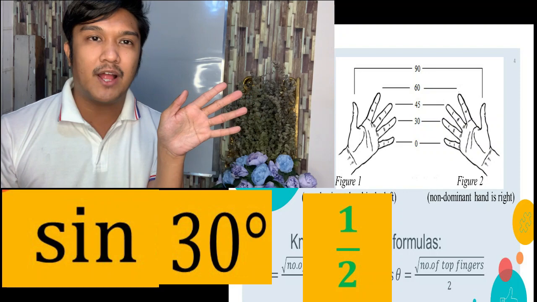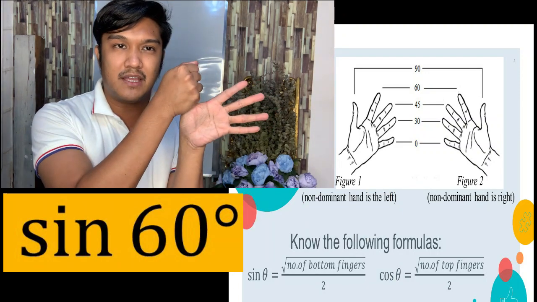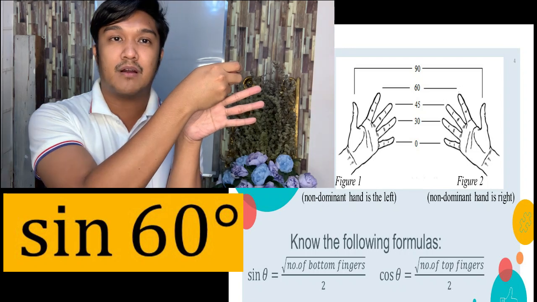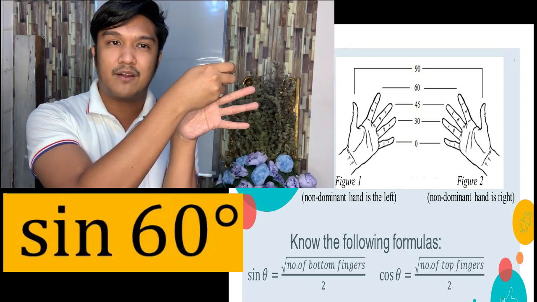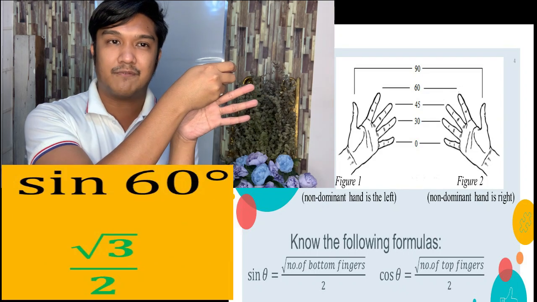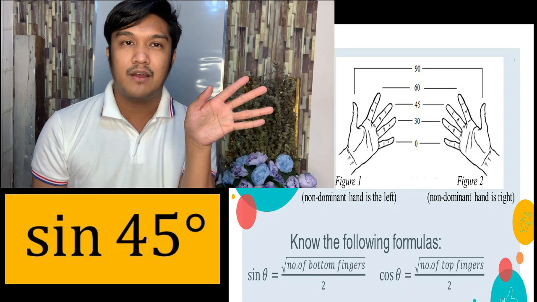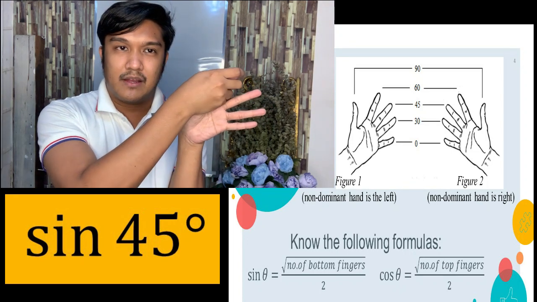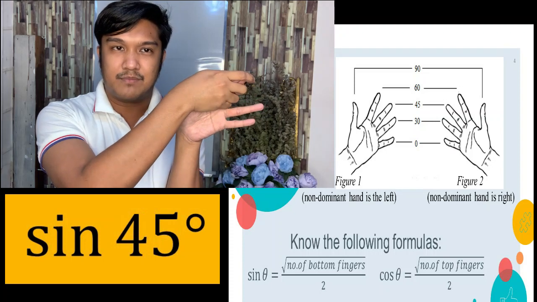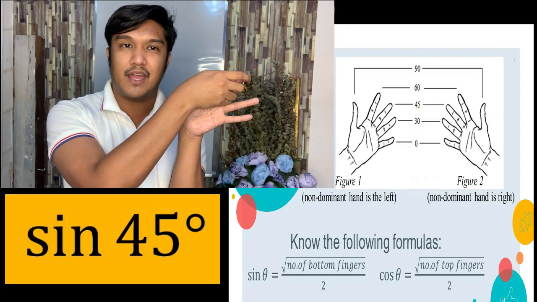How about if we want to get sine of 60 degrees? We have 90, 60. The number of remaining fingers will be placed inside the radical sign. Therefore, square root of 1, 2, 3. Square root of 3 over 2. How about if we want to get sine 45 degrees? 90, 60, 45. The number of remaining fingers will be placed inside the radical sign, and that is square root of 2 over 2.